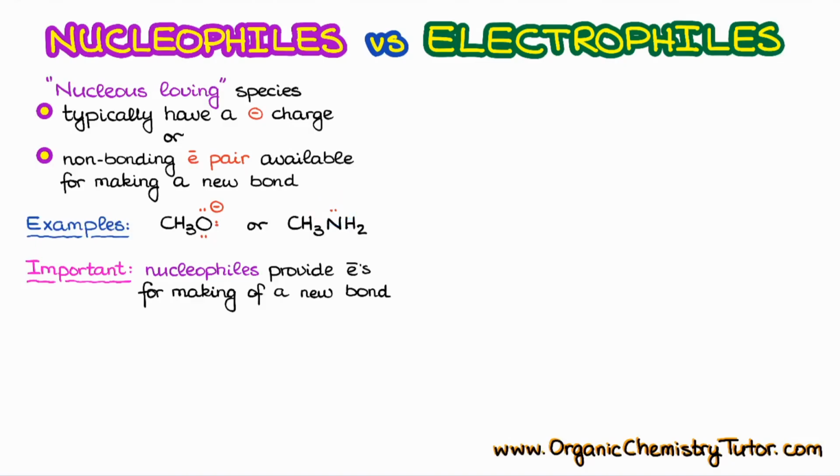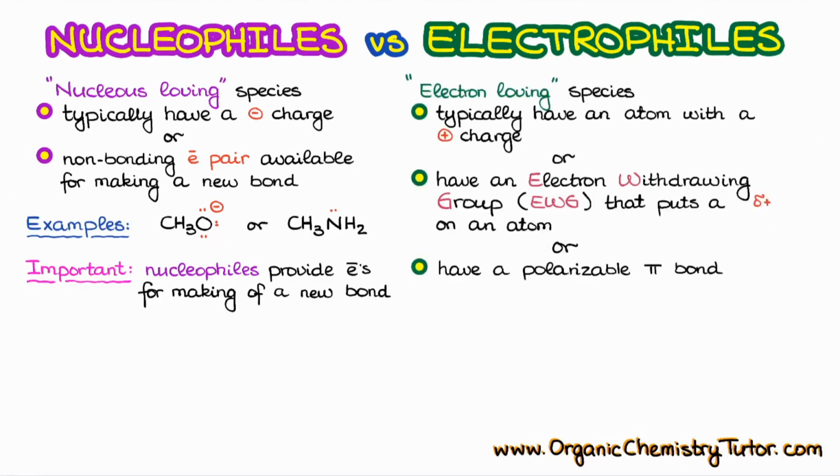When it comes to electrophiles, though, they are the complete opposite of nucleophiles, and they are the electron-loving species. They are typically either positively charged, or they have a partial positive charge, or a delta plus if you like. In other words, electrophiles are electron-deficient species and are looking to get some more electrons from somewhere else.